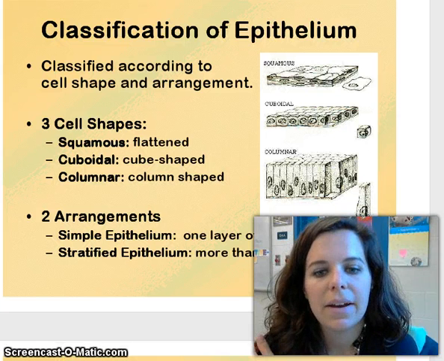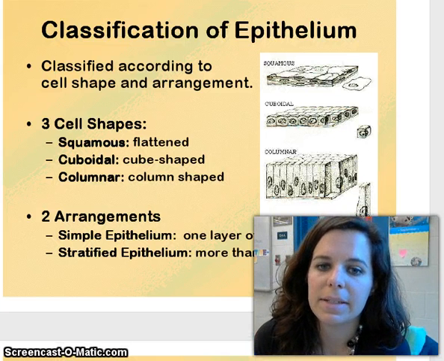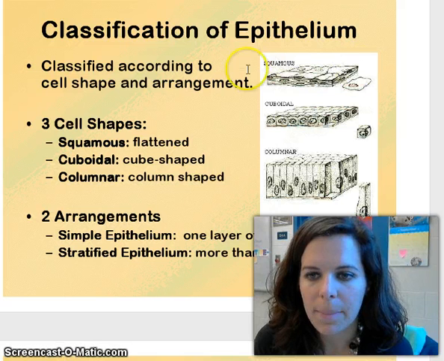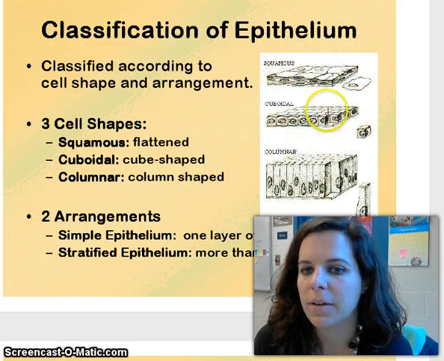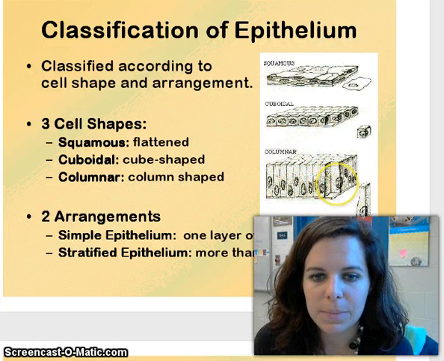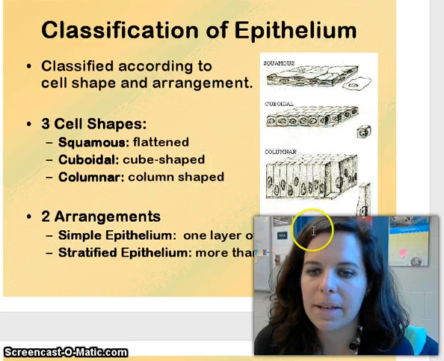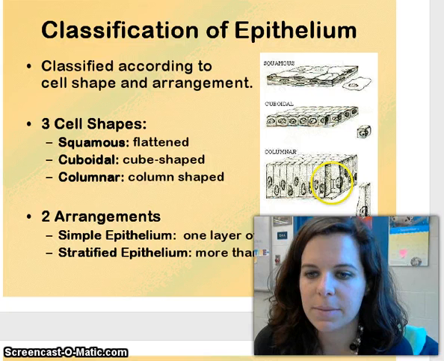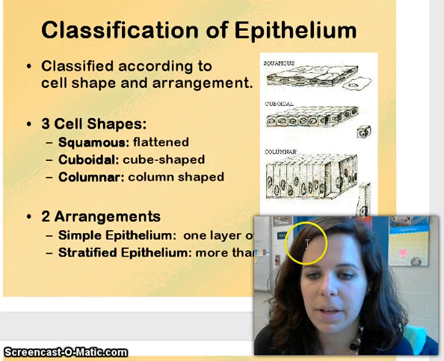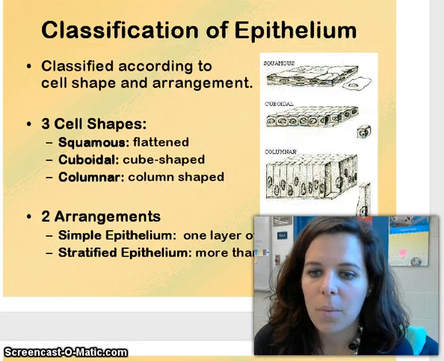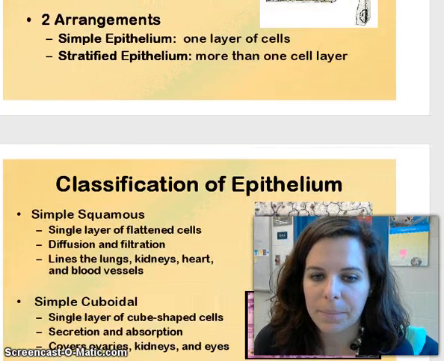Epithelium is classified in two ways. The first way is the cell shape. So you can see the examples here. There's squamous, which are flattened cells. This is this top one. Cuboidal, which look cube-shaped, and then columnar, which look like columns. So they're aptly named. Simple epithelium is going to be one layer of cells. So these bottom two, cuboidal and columnar in this picture, are simple. And then stratified is the squamous up here. And there's more than one cell layer when you're talking about stratified epithelium.